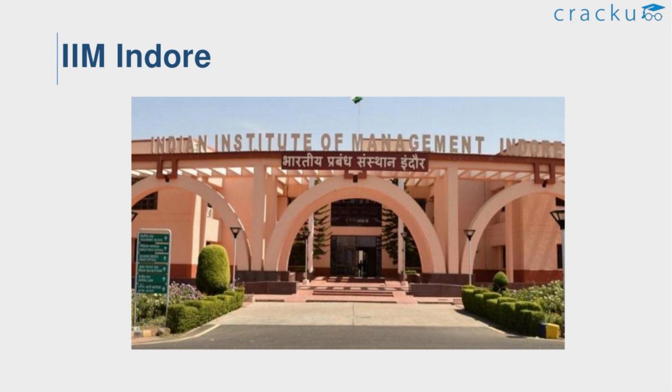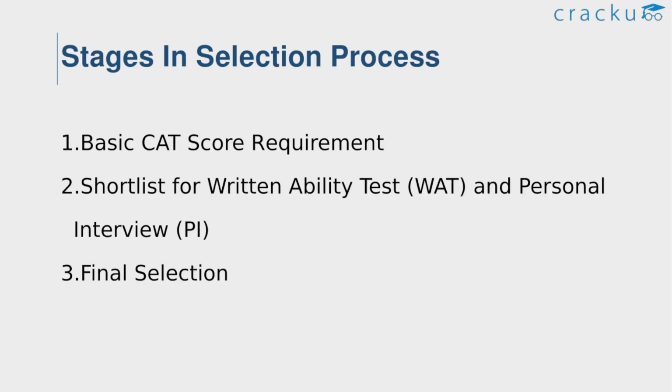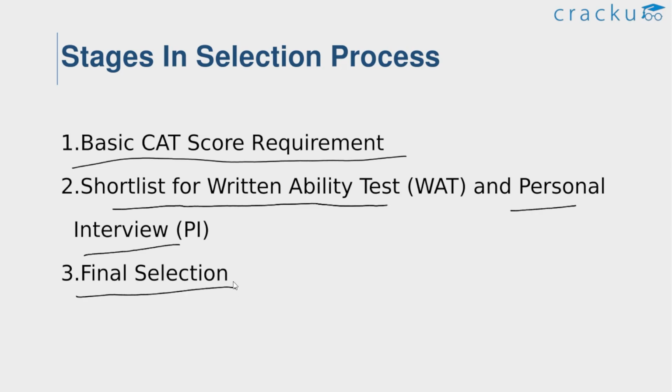Generally, the selection process for admissions in IIMs has 2 stages. As per information on the admission policy of IIM Indore, they will adopt a 3-stage selection process. Let us look at each stage in detail. The first stage is basic CAT score requirement, the second stage is shortlist for written ability test and personal interview, and the third stage is final selection.